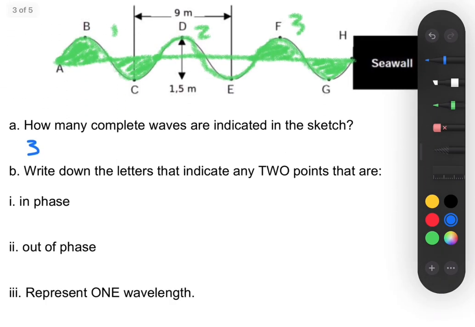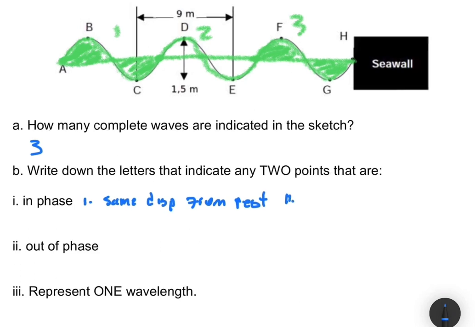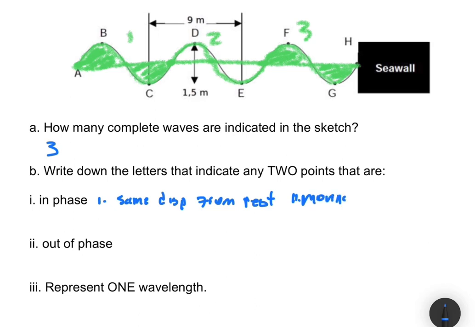Now let's do B. B is saying to write down the letters that indicate 2 points that are in phase. Now the question is, when do we say that 2 points are in phase or out of phase, right? 2 points are in phase if they have the same displacement from equilibrium position, or from the position of rest, right? That's the first condition. And then our second condition: we can only say that 2 points are in phase if they are moving in the same direction. So if those 2 conditions are met, then we can say that 2 points are in phase.